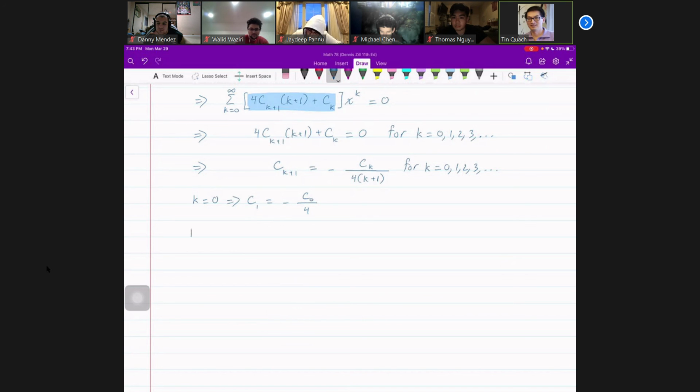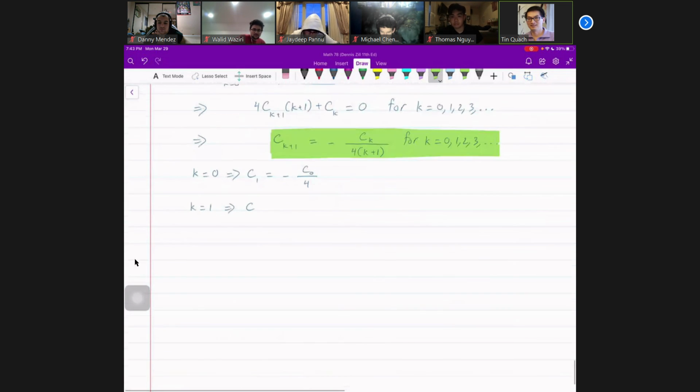All right. When k is equal to 1, you plug into the formula. So this is a very important formula that you want to come up with. Okay, so this formula right here, we call it a recurrence relation. And so we use that to generate your c's. So when k is equal to 1, that's c sub 2 is minus c sub 1 over 4 times 2. Okay, and then since you know c sub 1, here's what you have.